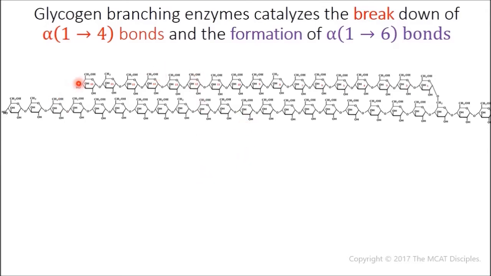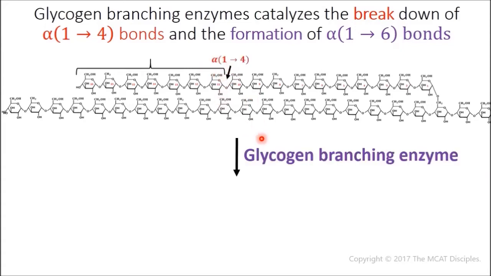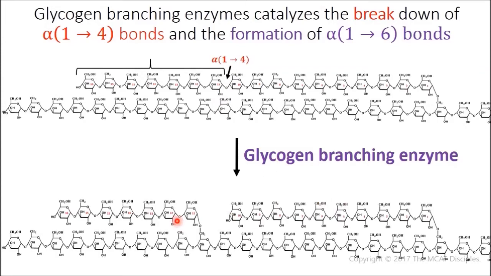This is a non-reducing end. This is a non-reducing end. We want to create more of those. So we're going to move this right here. Okay, this alpha-1,4 linkage, we're going to cleave it and then reform an alpha-1,6 bond via glycogen branching enzyme. And that's what we did.